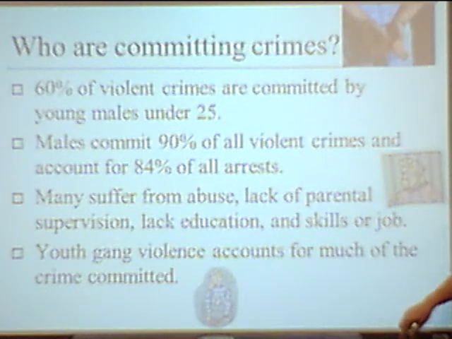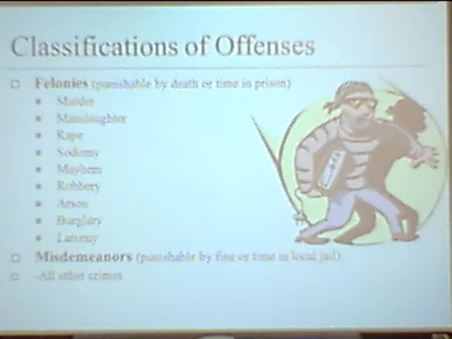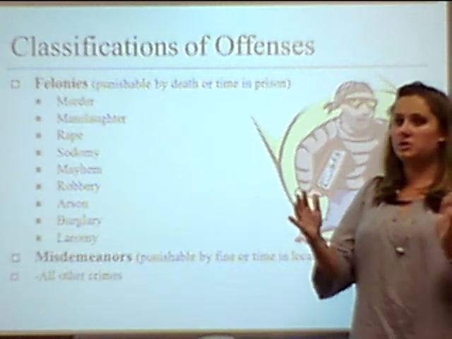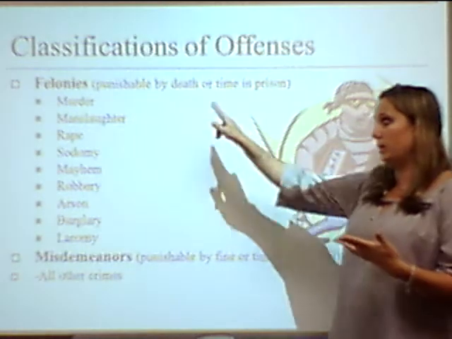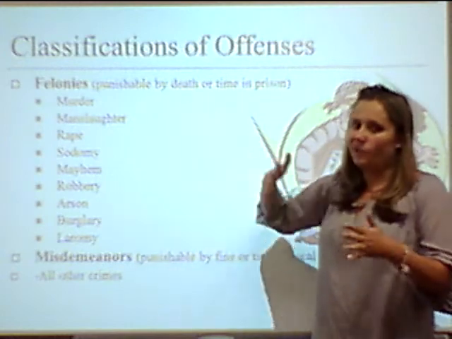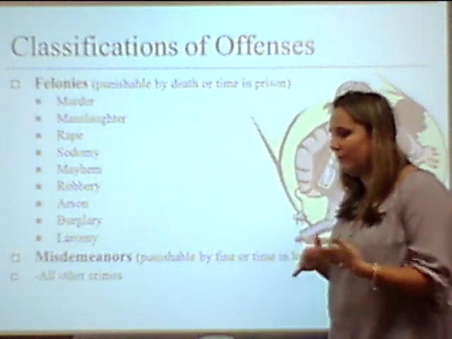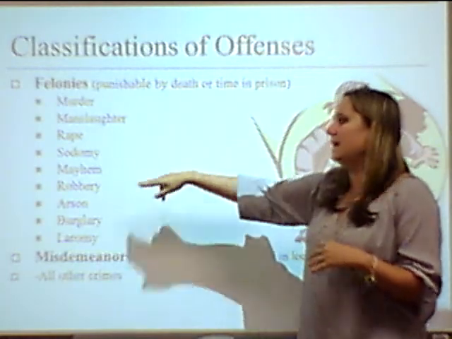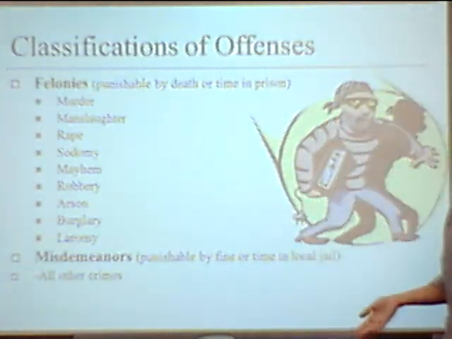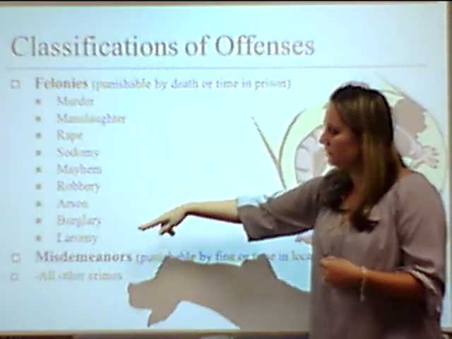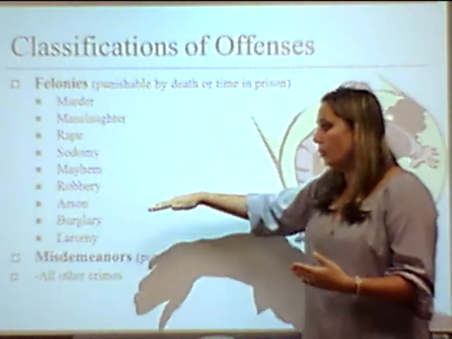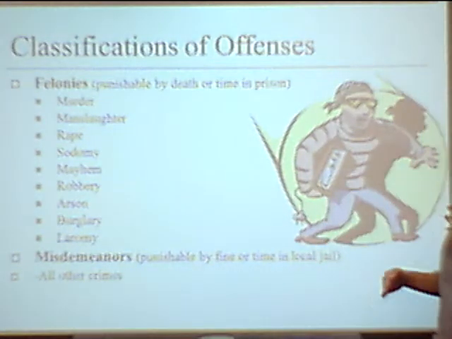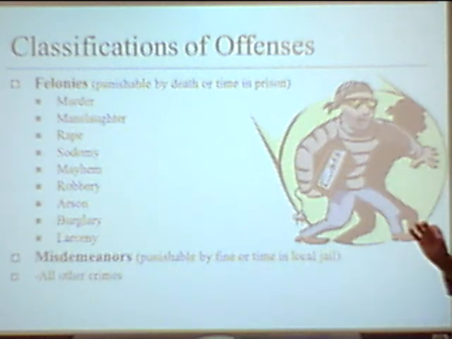Youth gang violence accounts for much of the crime committed as well. So, some classifications of offenses. You have felonies. A felony is something where your punishment could be death, or it could be a long time in prison. Some examples of felonies are murder, manslaughter, rape, sodomy. I hope we know what this is. You can look it up if you don't. I feel a little uncomfortable explaining that one. Mayhem is where basically you disfigure someone. Robbery, arson, burglary, and larceny. You're going to hear these terms later in this presentation when I go into depth on the difference between robbery and burglary and between larceny and burglary. You'll find those out in a little bit.